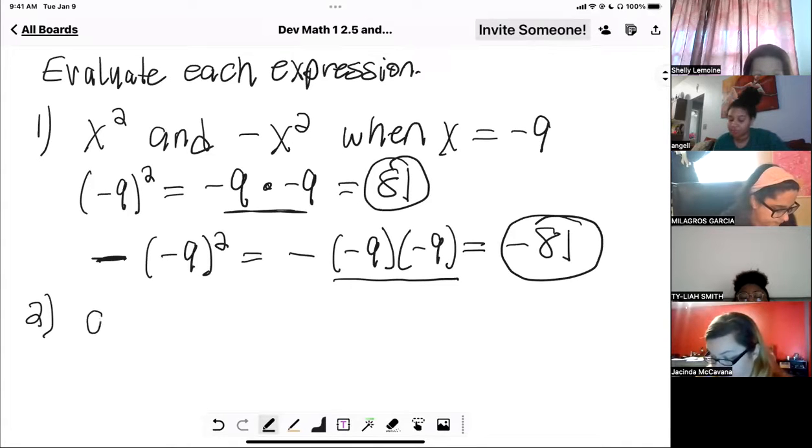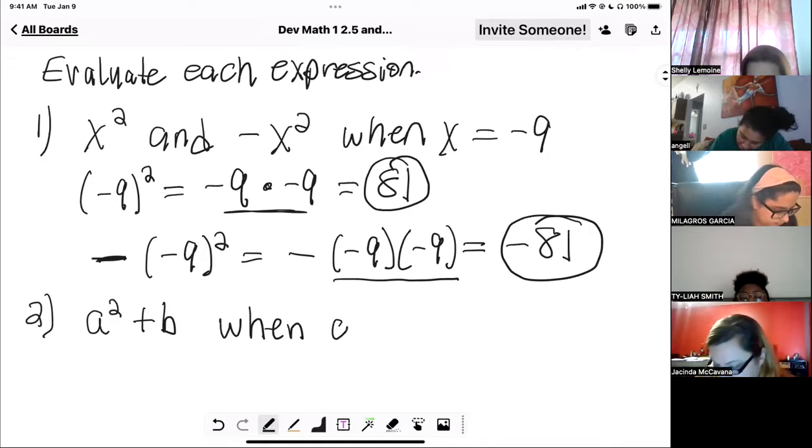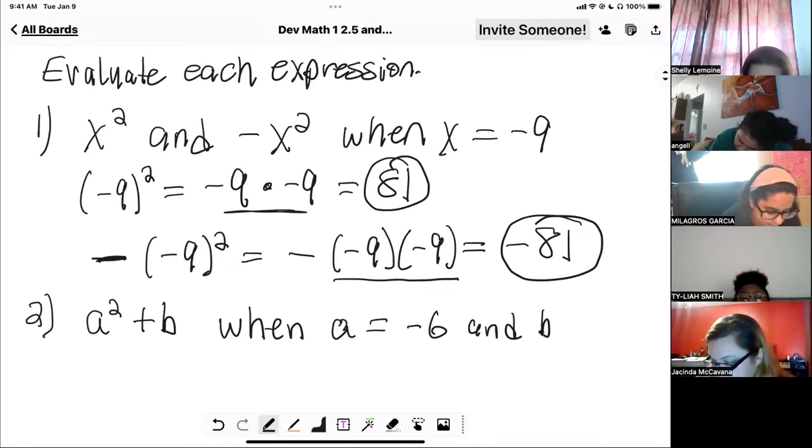Okay. A squared plus B when A equals -6 and B equals -3. Okay, try that one.